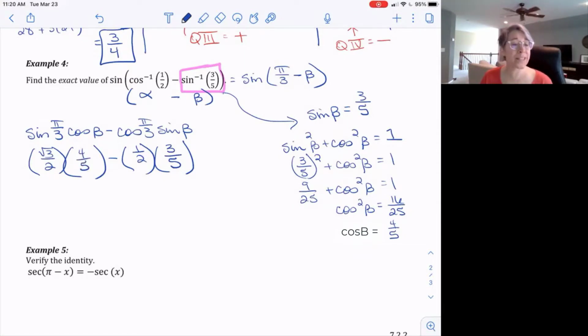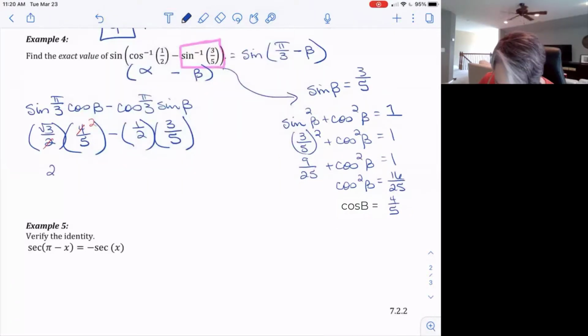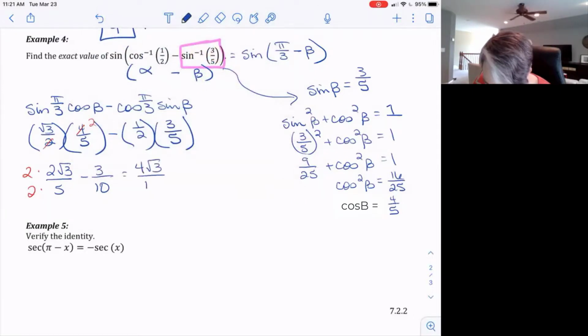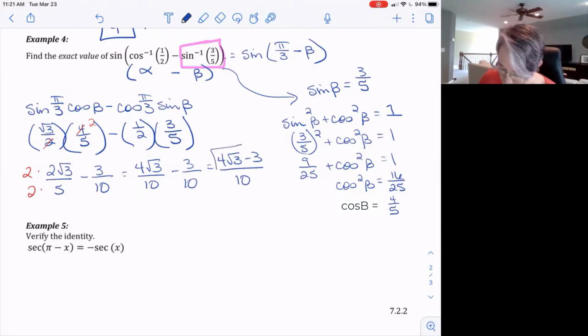When we multiply those together, the 2 and the 4 reduce, and we would get 2 square root of 3 over 5 minus 3 over 10. So technically we could leave it that way, but we also may want to get common denominators. Going back to where I started, putting that 2 back in that we reduced, we get 4 square root of 3 over 10 minus 3 over 10, which gives us 4 square root of 3 minus 3 over 10. Again, we cannot combine them because they're not like radicals. So this would be our final answer.